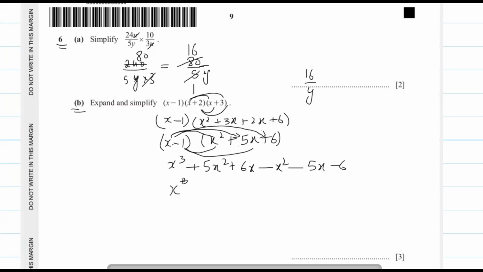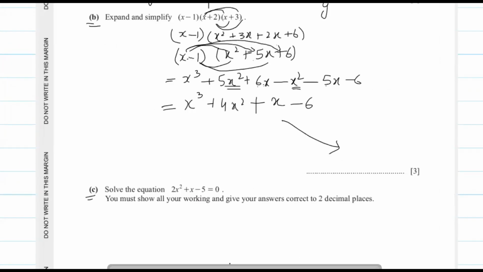And we will simplify this expression. Here the x cube we will write as it is. 5x square minus x square is 4x square, plus 6x minus 5x is plus x, and minus 6 we write as it is, and this is the answer.